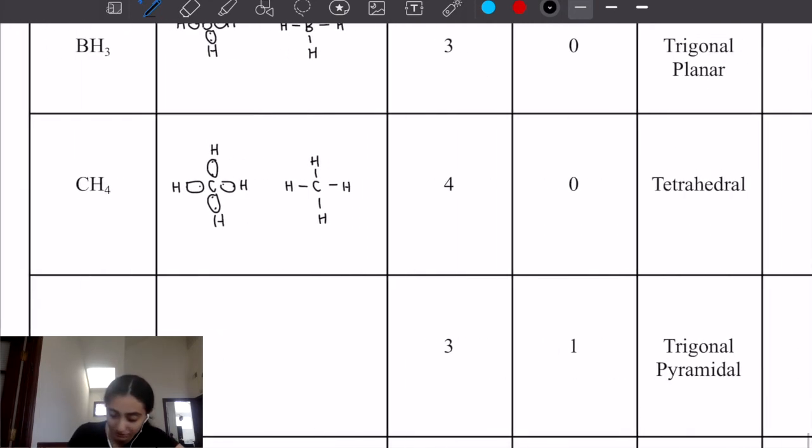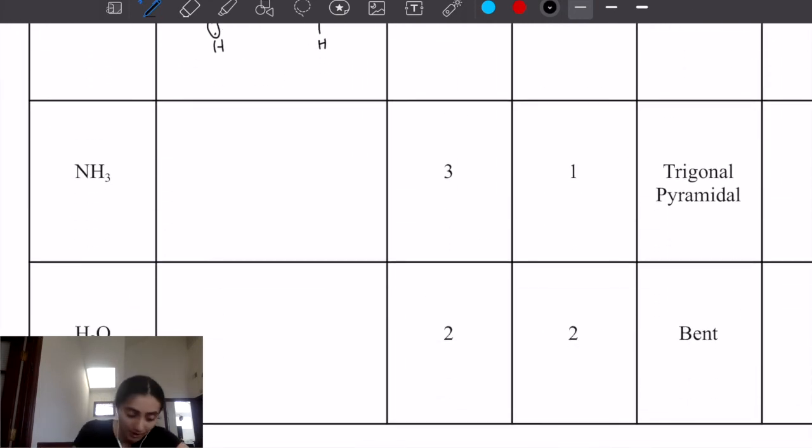Next, we have NH3. This is trigonal pyramidal. And I'm going to draw that out.